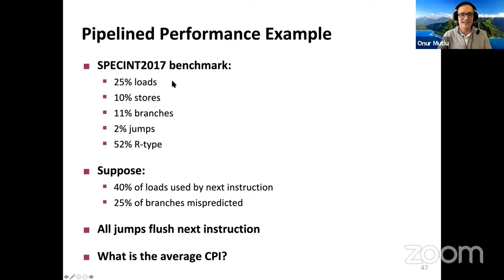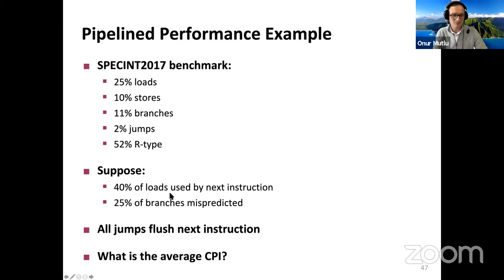Assume that you have one workload where the distribution of instructions looks like this: 25% loads, 10% stores, 11% branches, 2% jumps, 52% R-type instructions. And suppose that 40% of loads are used by the next instruction, meaning that the immediately next instruction is dependent on the load for 40% of the loads, meaning that you need to have a stall after the load. For that case, the compiler didn't do a good job scheduling an independent instruction over there.